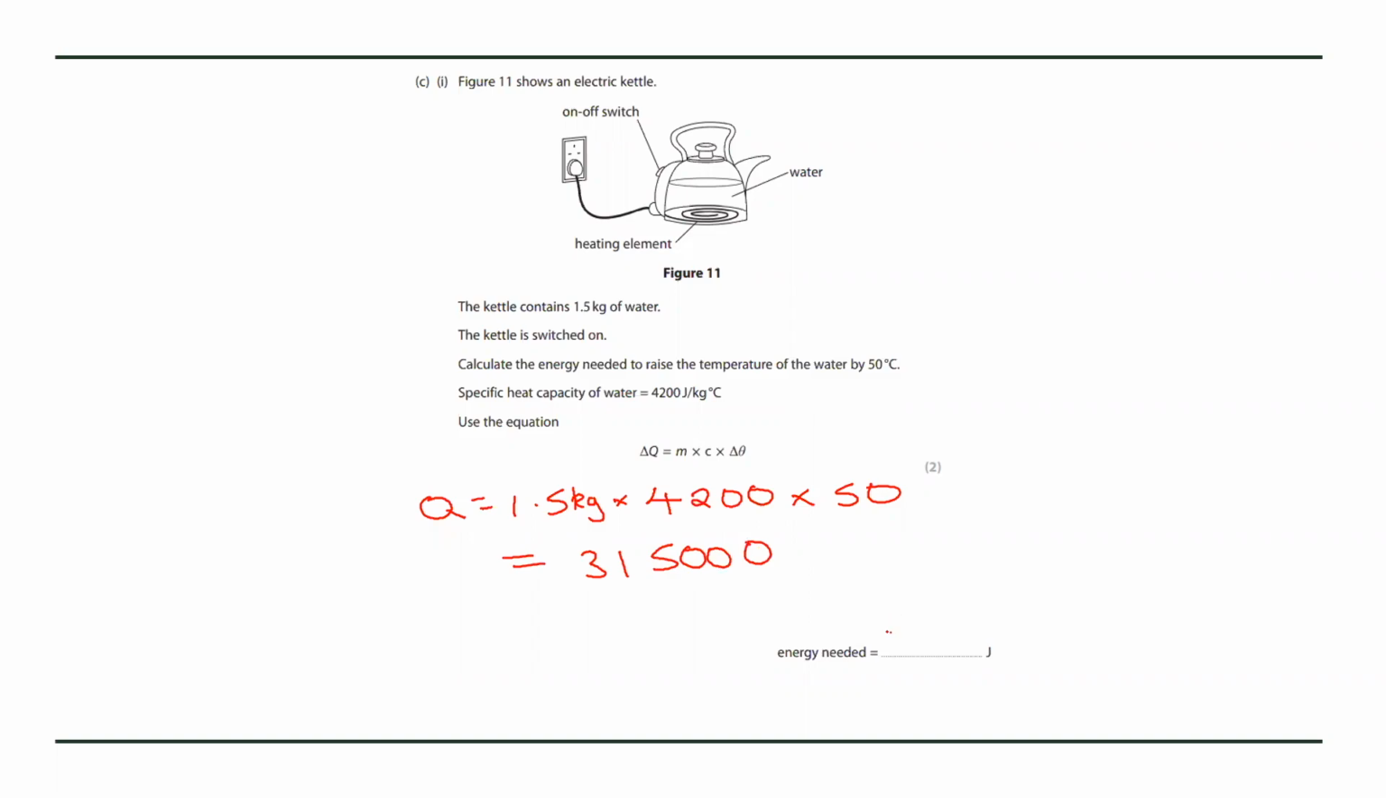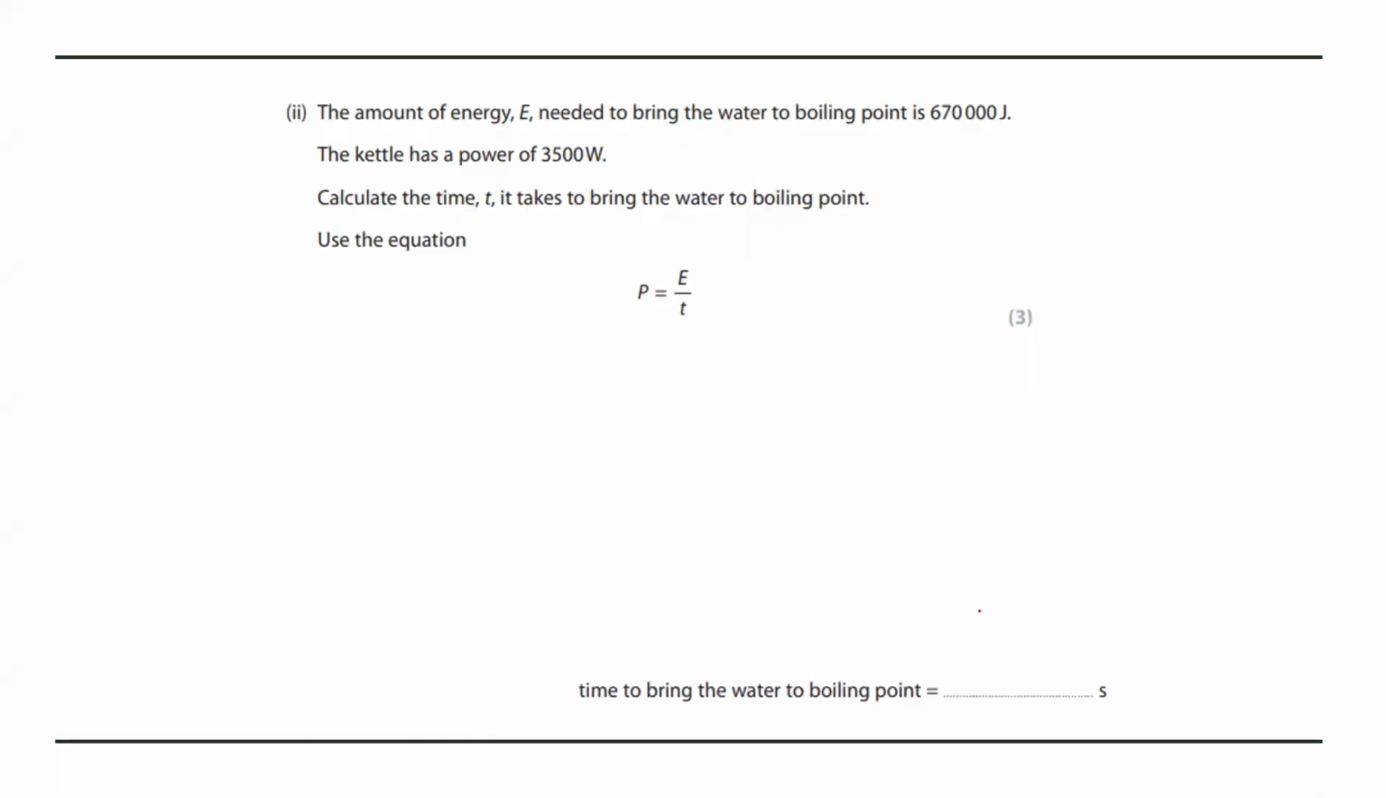315,000. So these sorts of questions, they're often going to be quite big numbers for energy, especially in boiling water. It actually takes quite a lot of energy. The amount of energy needed to bring the water to boiling point is 670,000 joules. The kettle has a power of 3,500 watts. Calculate the time T it takes to bring the water to boiling point.